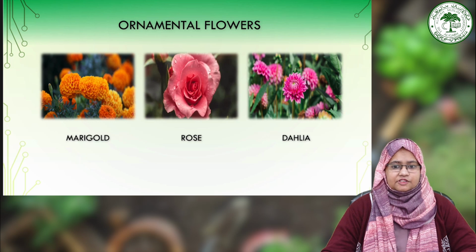Dahlia seeds can also be used for planting. The soil must be fertile and well drained. Adding a little organic manure or matter can help the plant grow quickly.